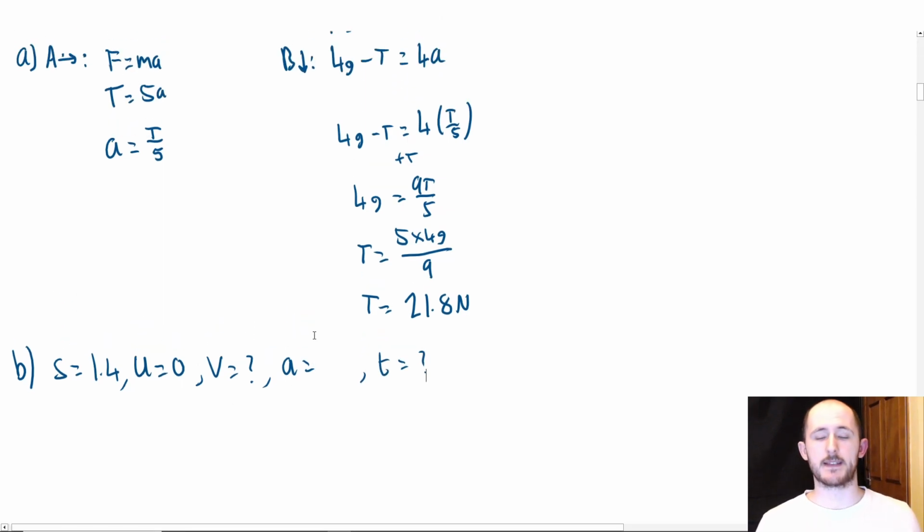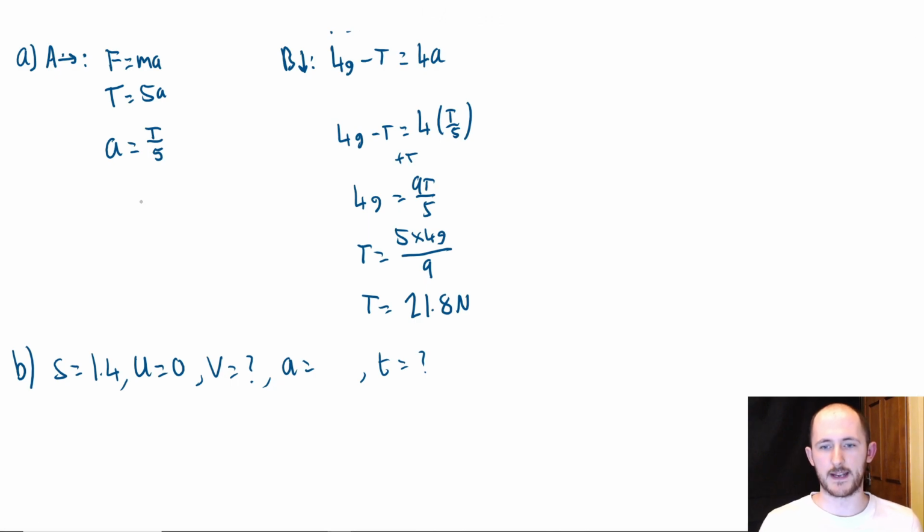Now, here's a quick tip. With S, U, and T, there is no way I can work out what T is, okay? All of the equations that we use require at least 3 things to work out a 4th thing, okay? So you need to have 3 variables. So I need to work out what A is. Well, A is just T over 5, right?